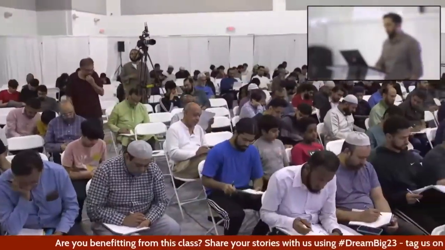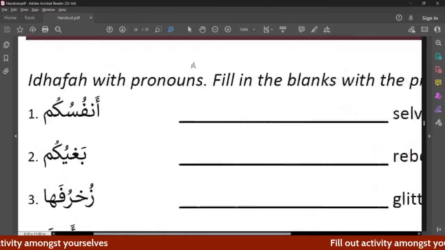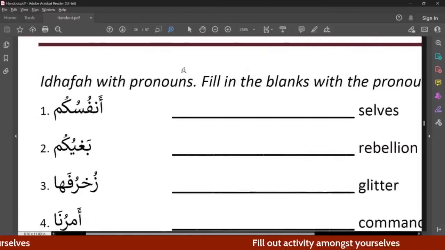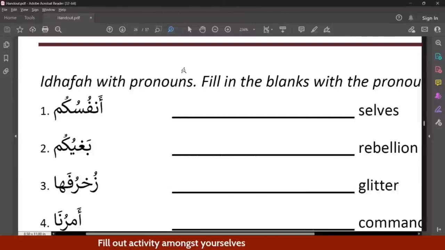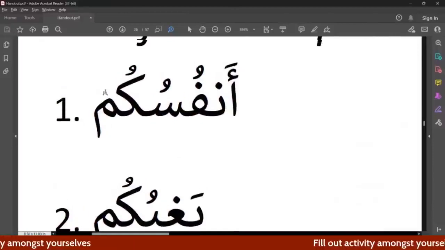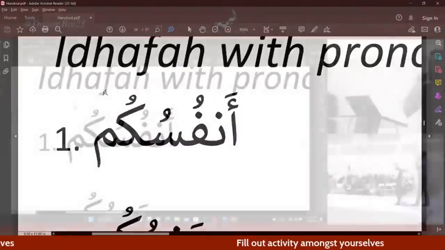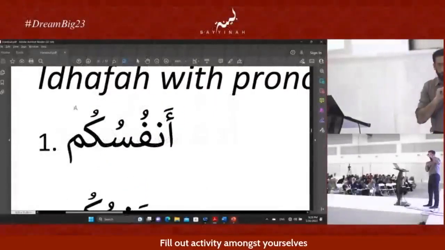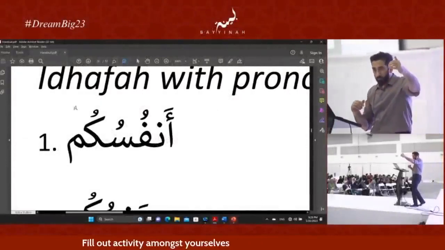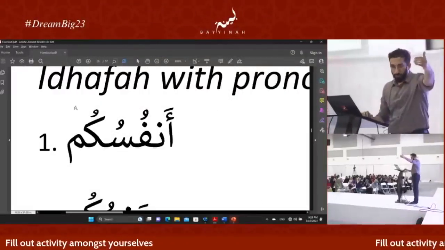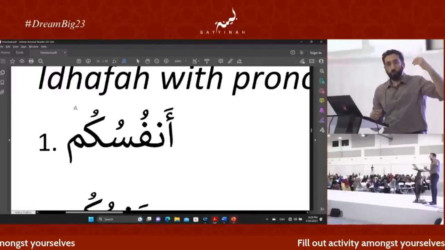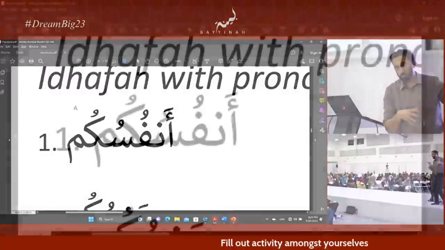Page 24. Who had trouble with the first one? Show of hands if you had trouble with the first one. Okay, let's try to do this together. What was the process that I asked you to follow? What were the 3 questions? Where does it come from? What does it mean? And then what's the status, right? Okay, so what's the attached pronoun here?